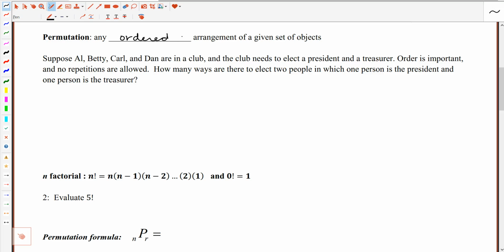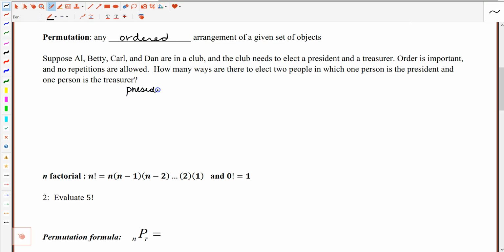Suppose Al, Betty, Carl, and Dan are in a club, and the club needs to elect a president and a treasurer. Now, order is going to be important, right? It matters who is the president and it matters who is the treasurer, and repetitions are not allowed. So the same person can't be in both spots. So the question is, how many ways are there to elect two people in which one person is the president and one person is the treasurer? Let's represent this in a tree diagram.